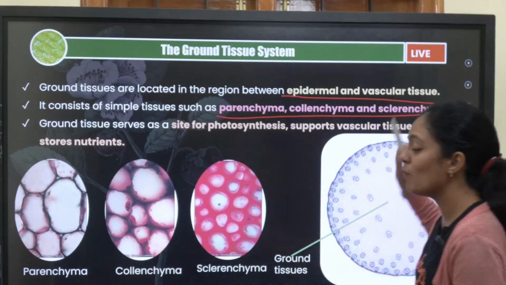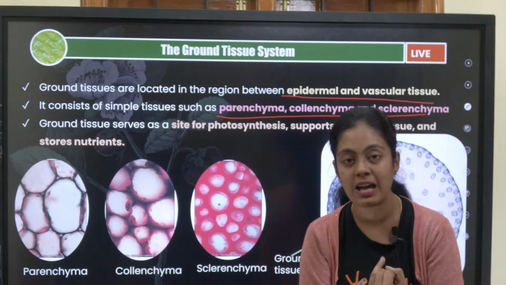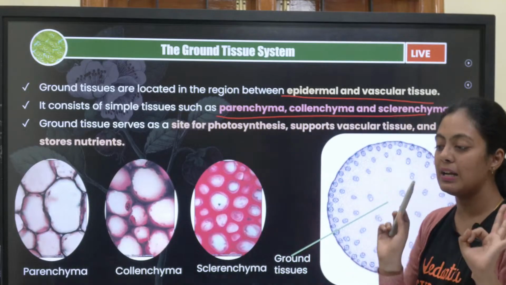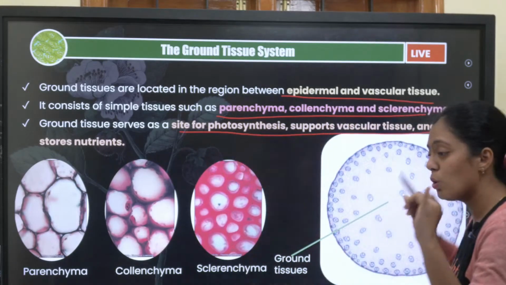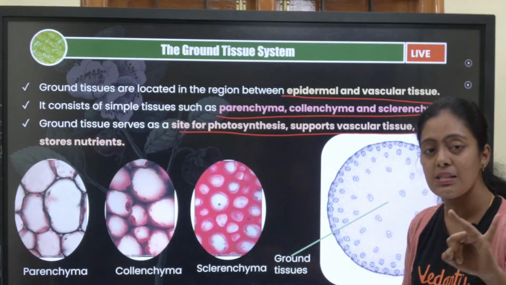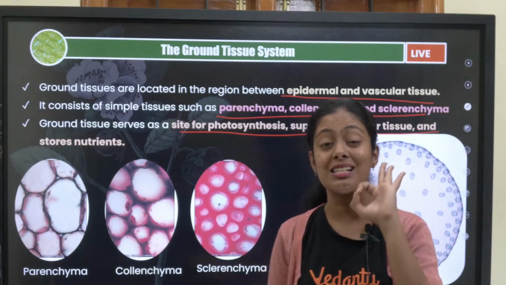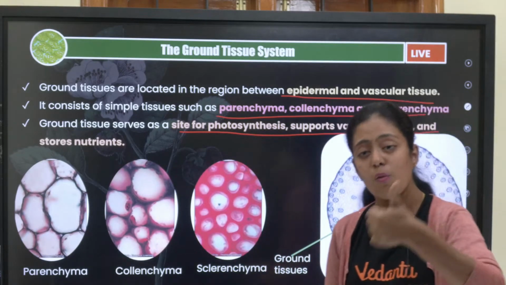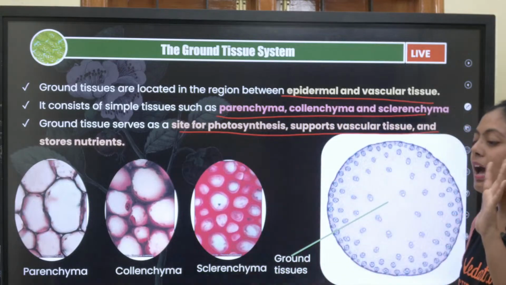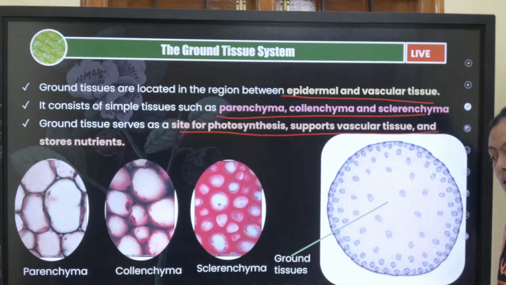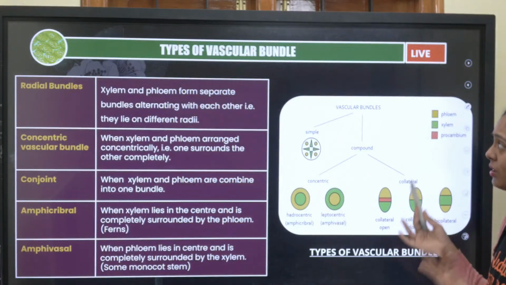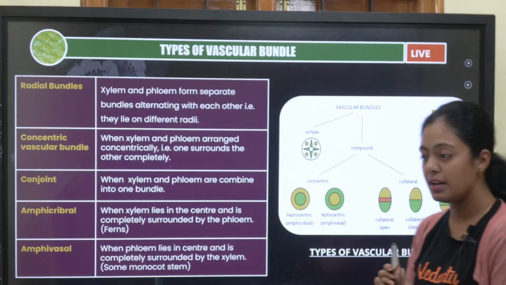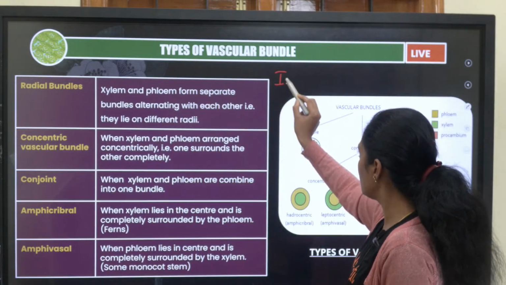What is there in ground tissue? Parenchyma, collenchyma and sclerenchyma. Okay, so what is the function of ground tissue? They help in photosynthesis, they support the vascular system, and they store nutrients. These are the three important functions: photosynthesis, support and nutrient storage. Okay, yes. So how are your vascular bundles arranged? This is very important.